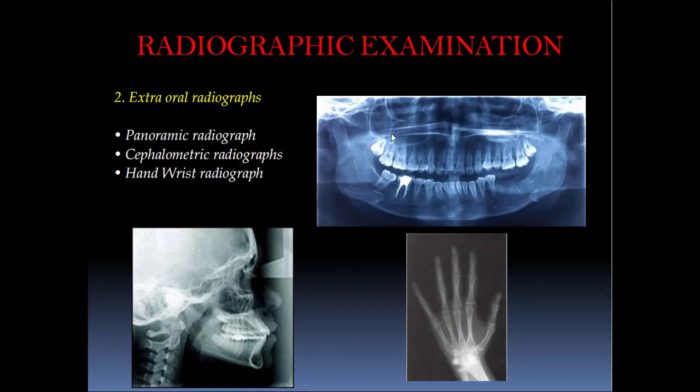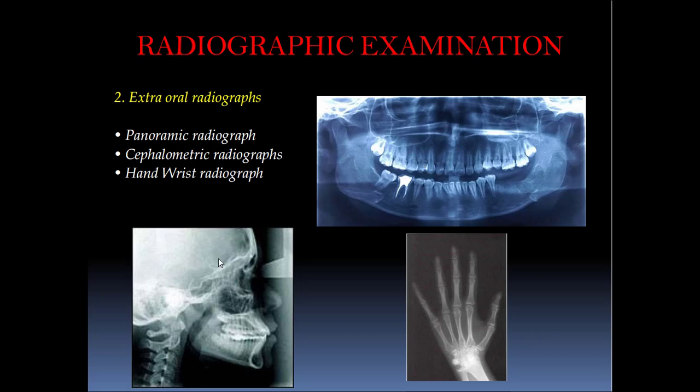OPG is required in every case, as we can see the full dentition in a single X-ray. Condyles are visible. If there is an abnormality in condyle like hypertrophy or hyperplasia, it would be visible. Then any bony defect is visible from OPG.